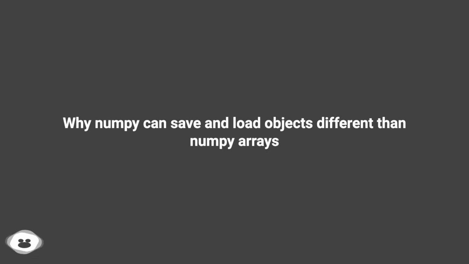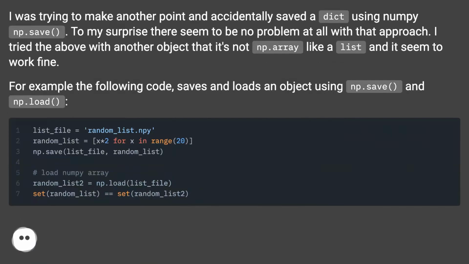Why can NumPy save and load objects other than NumPy arrays? I was trying to make another point and accidentally saved a dict using np.save. To my surprise, there seemed to be no problem at all with that approach. I tried the above with another object that is not an np.array, like a list, and it seemed to work fine. For example, the following code saves and loads an object using np.save and np.load.